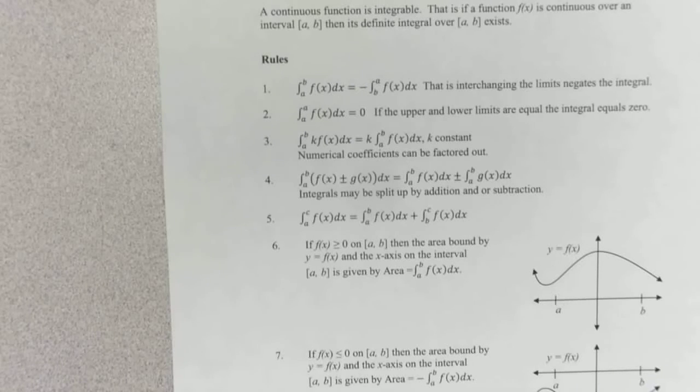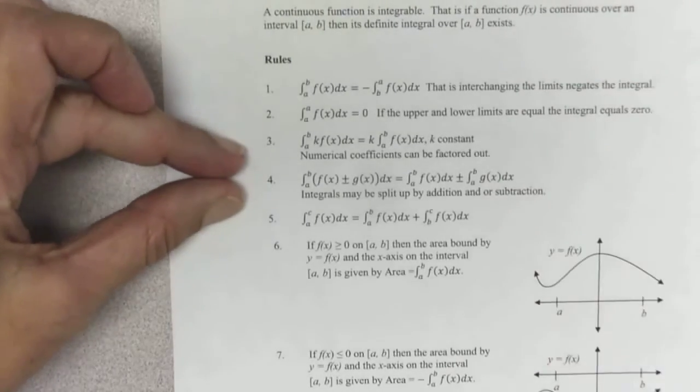Number 4, the integral from a to b of f of x plus or minus g of x dx is the integral from a to b of f of x dx plus or minus the integral from a to b of g of x dx. Definite integrals may be split up by addition or subtraction.